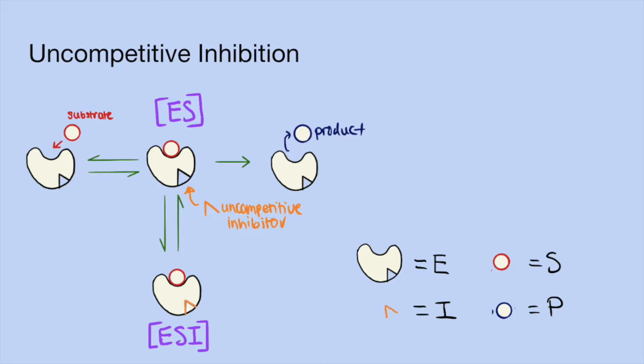But because the substrates must bind to the enzyme before the inhibitor can bind, the ES complex must be formed before the ESI complex forms. If the ES complex does not have the I bind to it, then it can proceed to have the product formed. However, if the inhibitor binds to the ES complex, this means that the product cannot be formed unless the inhibitor is released or dissociates from the ESI complex and returns to the ES complex.